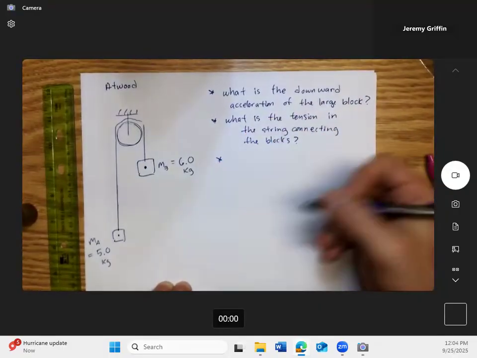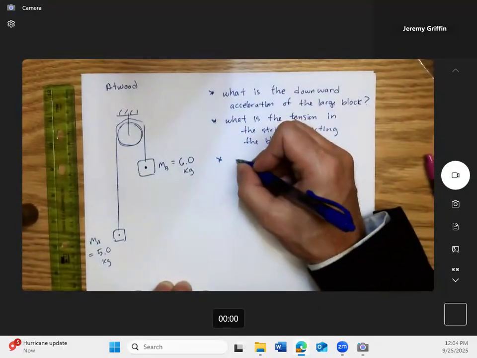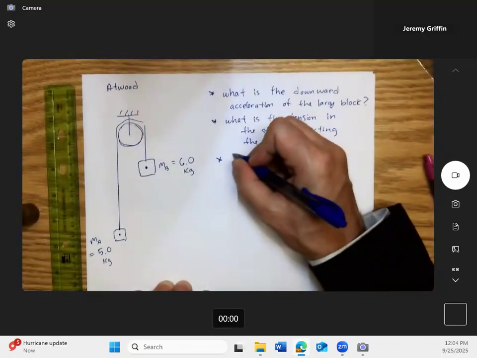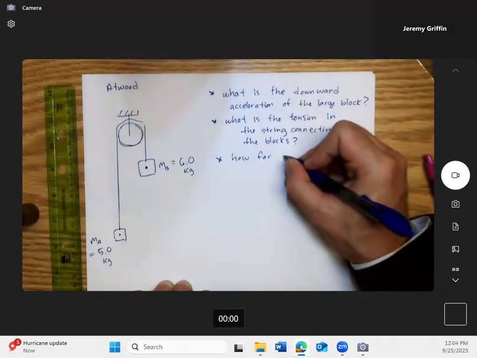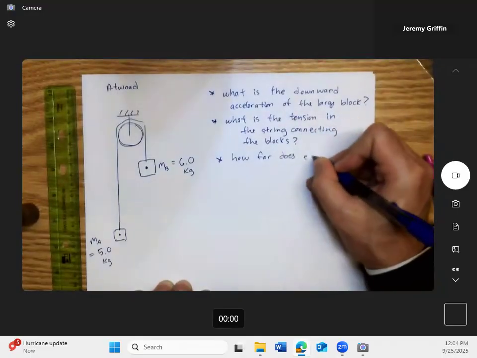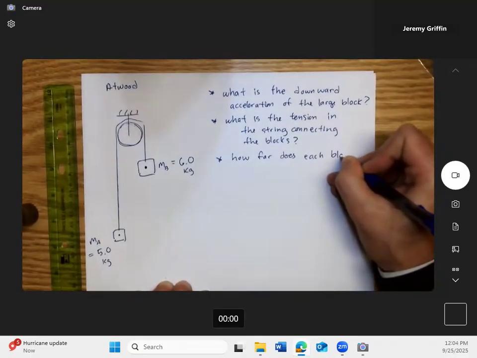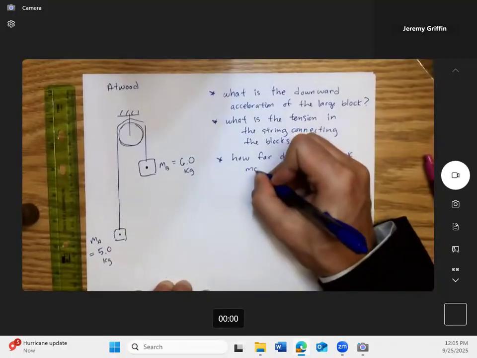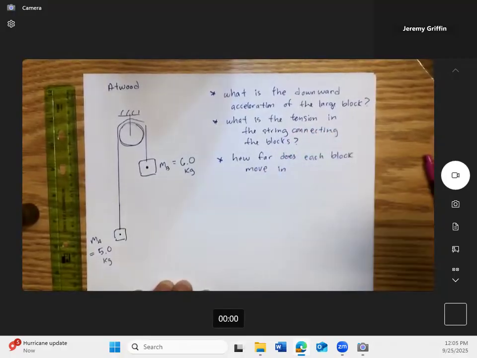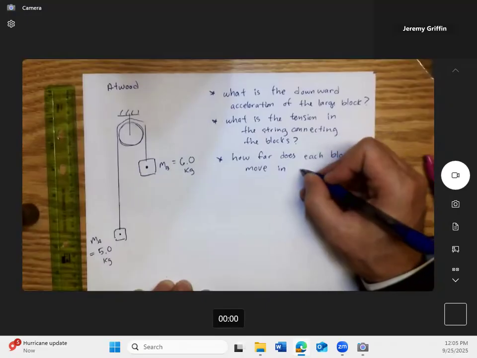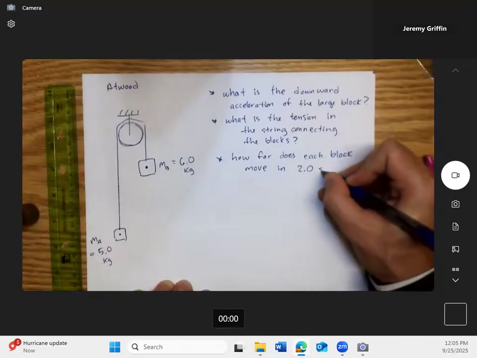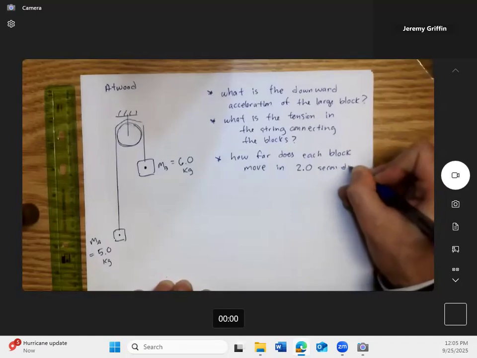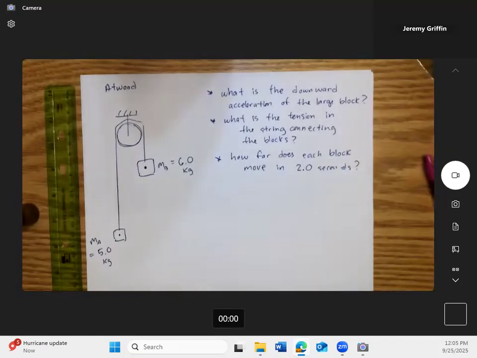And how about a third question? So another follow up. Let's do a kinematic connection. How far does each block move in some time interval? How about 2.00 seconds? Okay. So let's answer all those, one at a time.